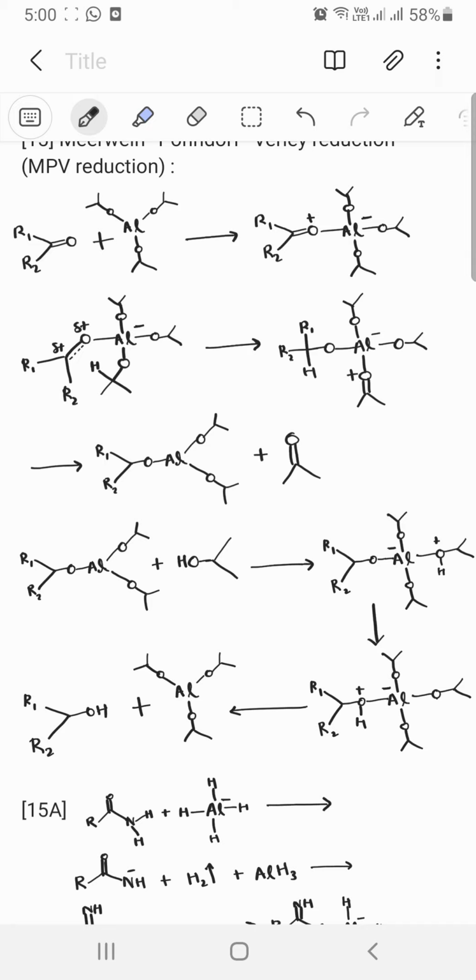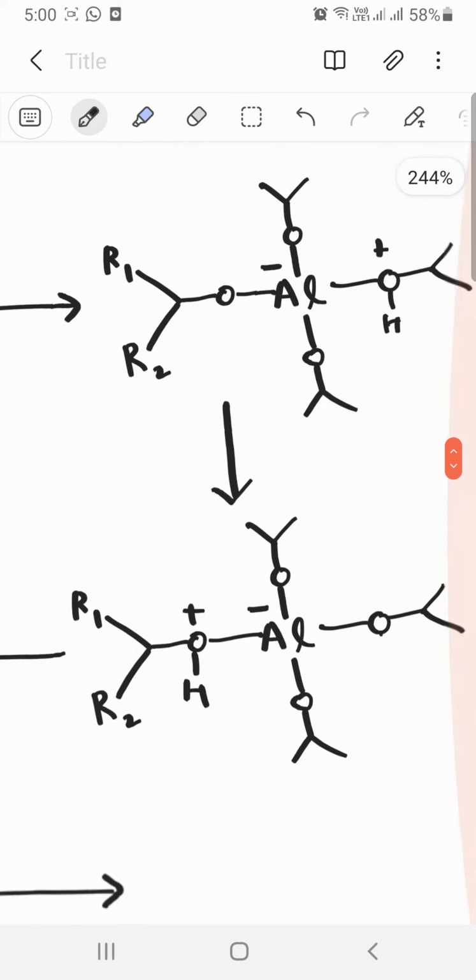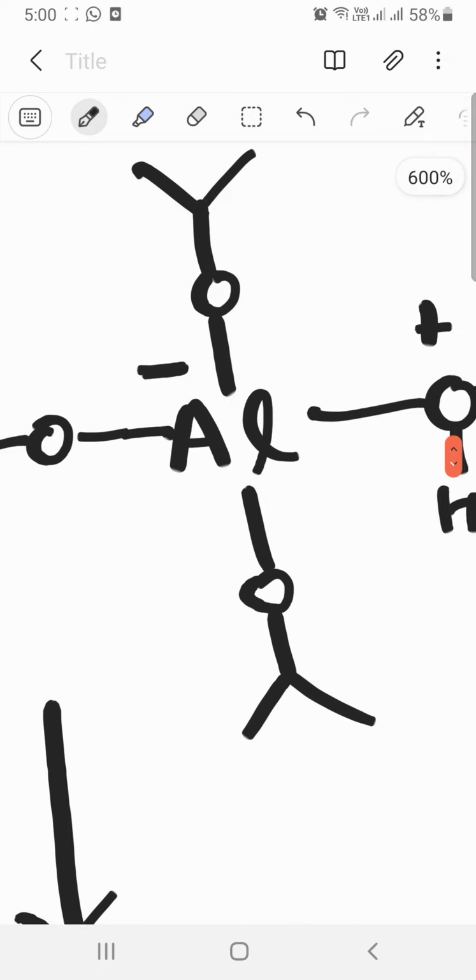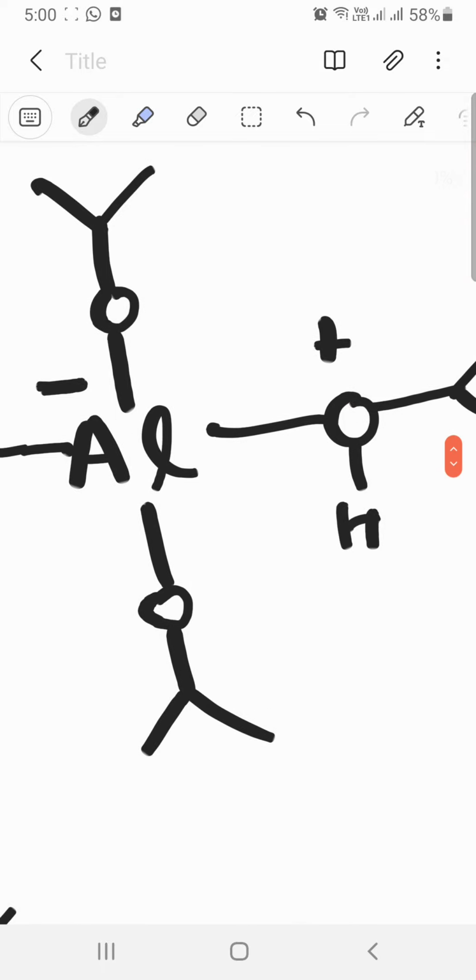So then it attaches once again, and then once again you do a hydride shift. Oh wait, not a hydride shift, in fact it's an H plus shift. Wow, that's weird. Okay, it's not weird because look, the oxygen is closer to aluminium and that has hydrogen attached to it. Over there it was the carbon that had hydrogen attached to it, so that was a little different.